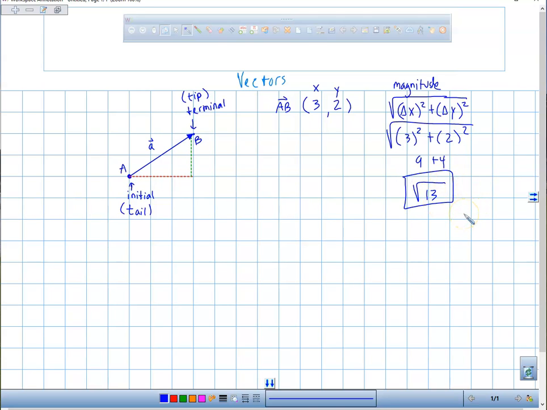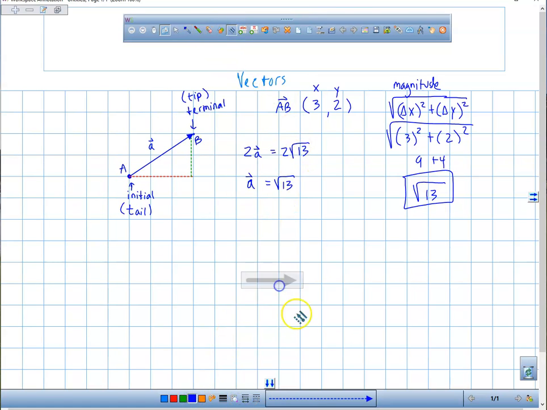Now, if I said, what is 2 times vector A? If the magnitude of vector A was equal to the square root of 13, what would be double vector A? 2 radical 13. Now, what I want you to understand is the concept.